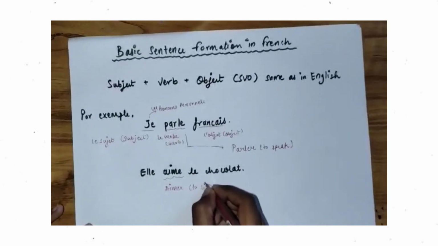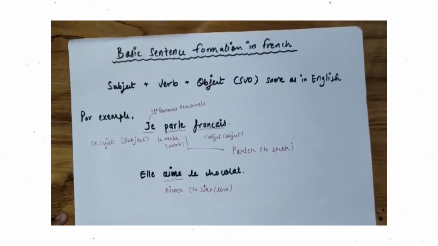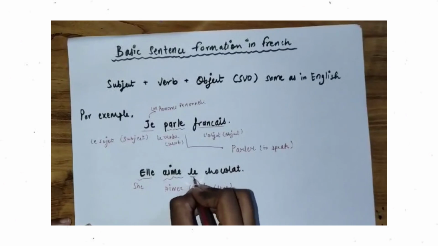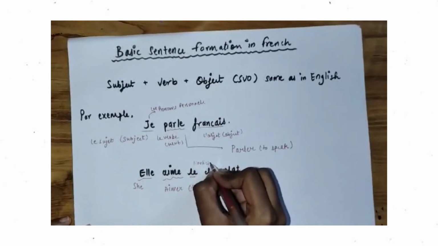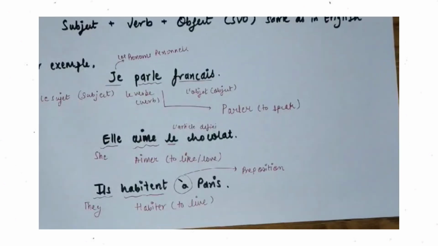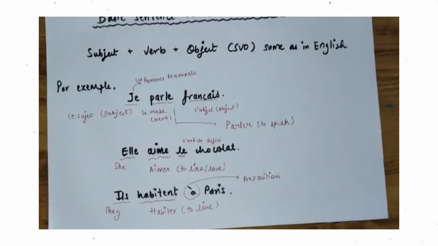Just like before, elle, she, which is the personal pronoun, is your subject. Aimer, which means to like or to love, is the verb, and le chocolat is the object, where le is the definite article we have studied before. Similarly, there's a third example for you.